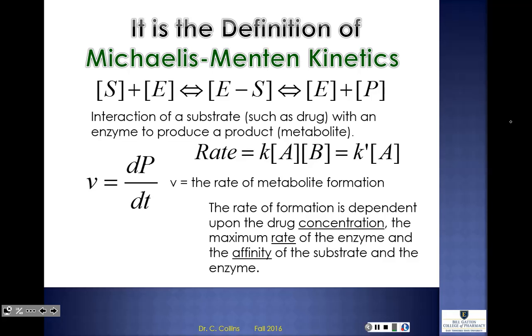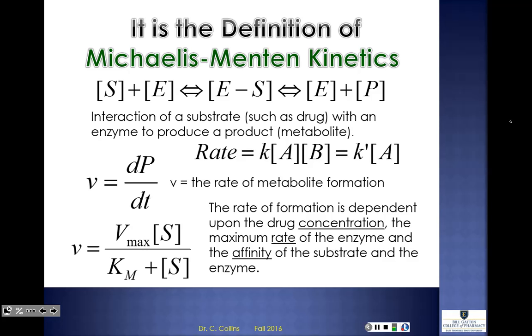So V is the rate of metabolite formation. Combine all these together, then this is the Michaelis-Menten expression. So the rate or the velocity, which is what the V stands for, of the formation of the metabolite or the reaction or the biological effect is dependent upon drug concentration and the affinity. So Vmax is the maximum rate when all of the sites are saturated. And Km is the concentration when the velocity is 1/2 of the maximum rate.